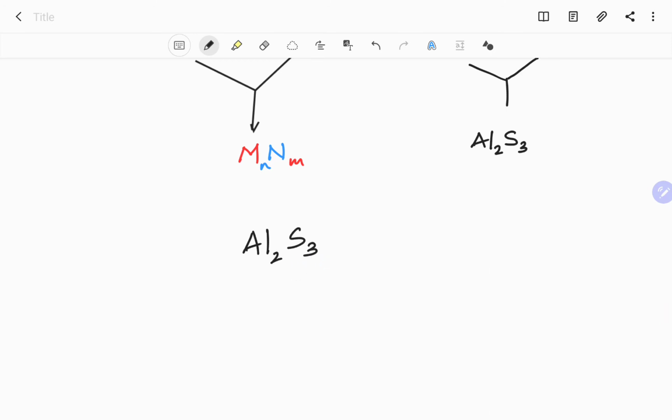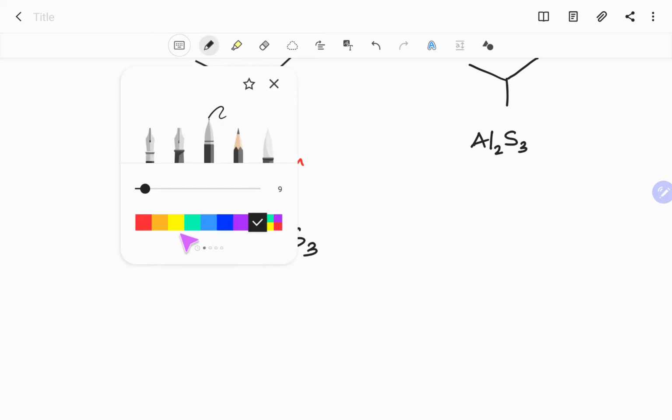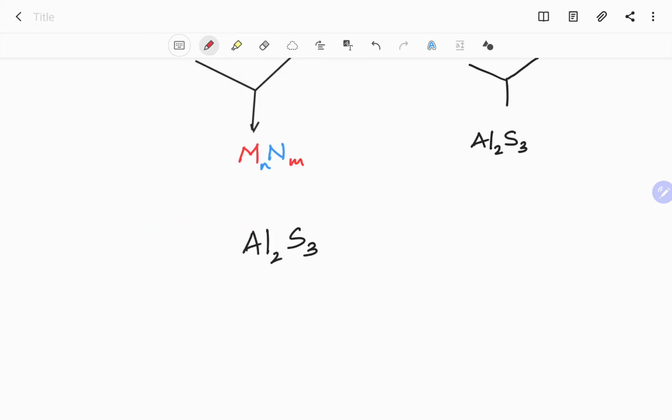And let's check whether it is correct. How do you check whether it is correct? Because we know that if the formula is correct, the total positive charge should be equal to the total negative charge, right? So this side is the positive side because you have the cations on this side and the anions on this side. So if this aluminium sulfide formula is correct, we should have the same number of positive charges as negative charges.